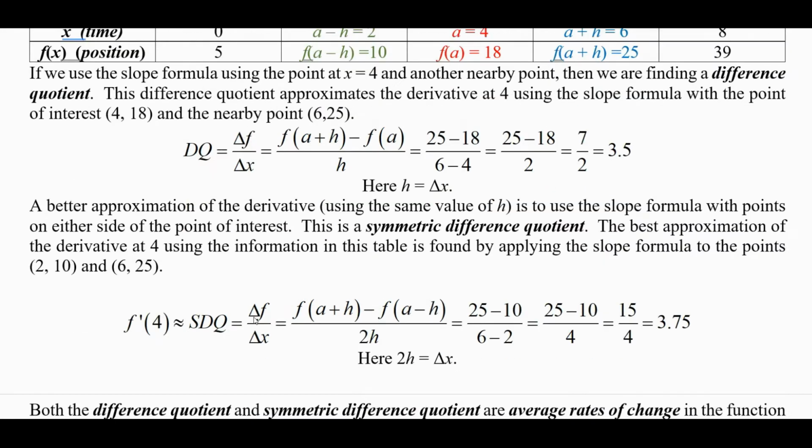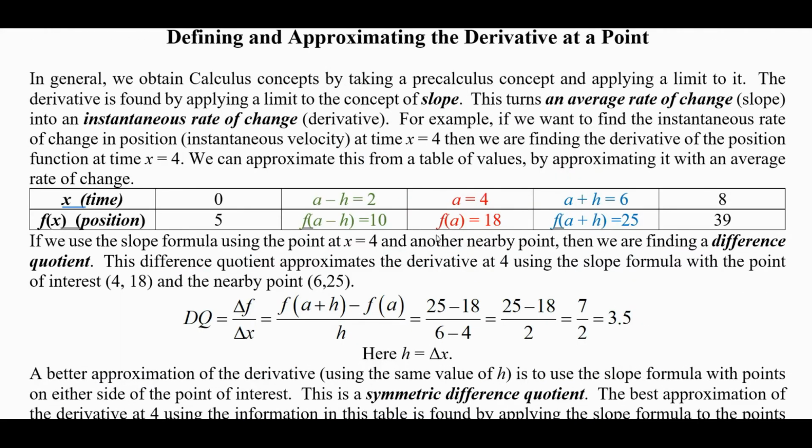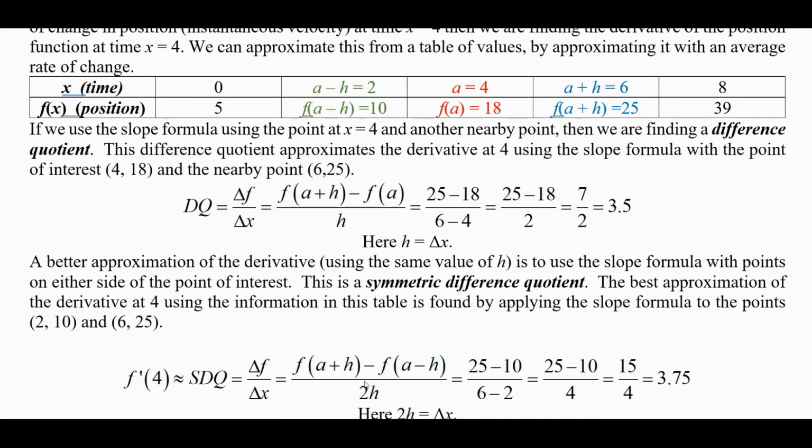So let's work that out. That's called the symmetric difference quotient. And the symmetric difference quotient is our best estimate of the derivative from the information that we have here. So the symmetric difference quotient, again, is just a delta f over delta x, but this time it's f of a plus h minus f of a minus h, and delta x is 2h. So we're using these 2 points.